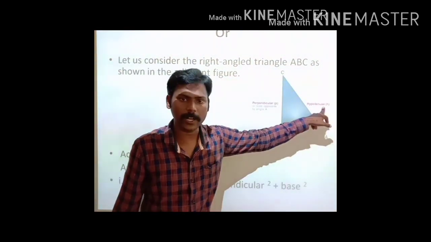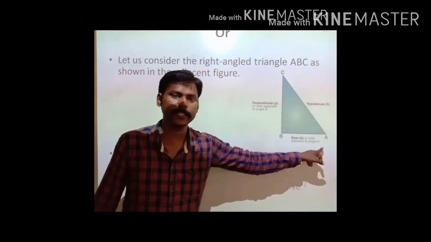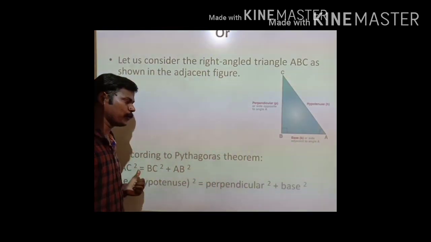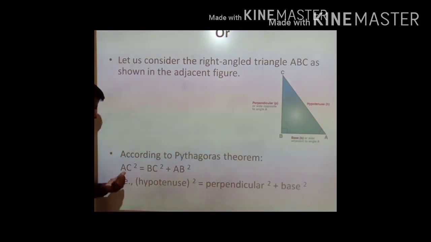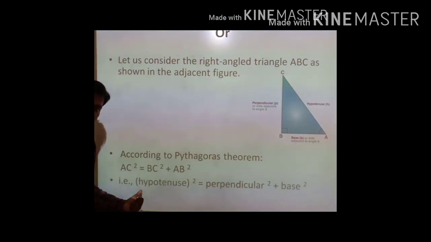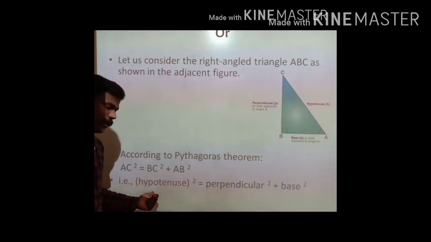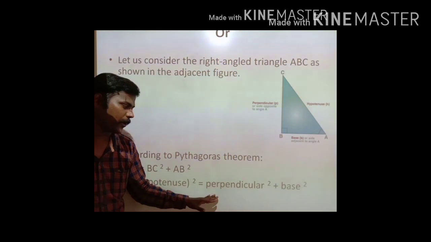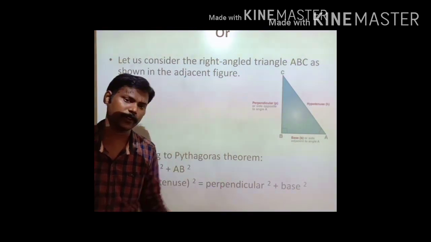Here AC is called hypotenuse. Here AB is called base. According to Pythagoras theorem, we represent it as AC square equals BC square plus AB square. Why? Because in any right angle triangle, hypotenuse square equals perpendicular square plus base square.